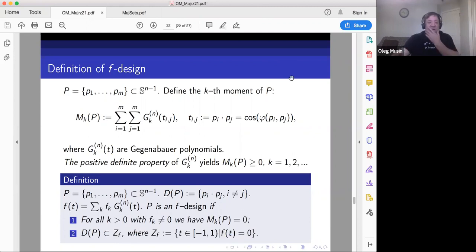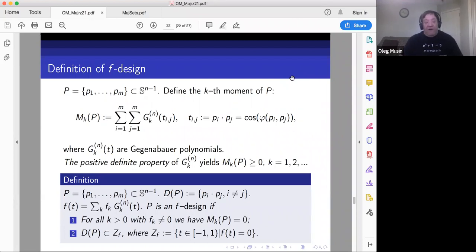And consider now, it will consist of two parts. One, if for this function the coefficient fk is not 0, then we have to have mk of p equals 0. All moments with non-zero coefficients are zeros. And the second, the set of inner products is a subset of zeros of function f.